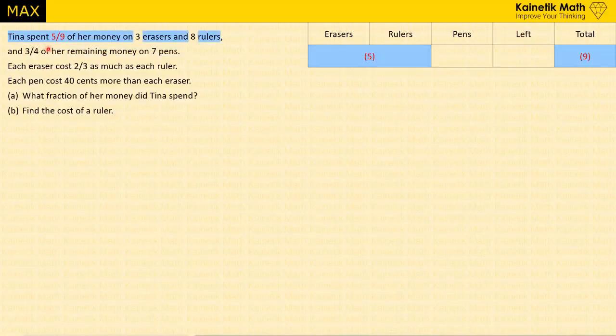First is 5/9 of her money on erasers and rulers. Again, I'm not highlighting the 3 and 8 because these numbers are not important. We just want to be clear that 5/9 is spent on this total for erasers and rulers. So once again, the denominator 9 represents her money, so that's the total here. So 5 will be for the combined expenditure for erasers and rulers. So that's over here. So we group these two boxes, make it a combined rectangle to show these 5 parts.